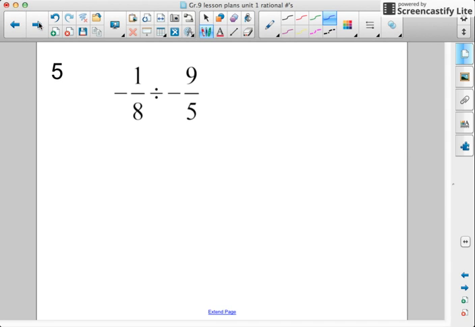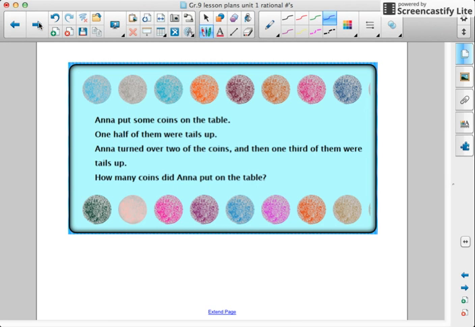One more example here. Negative 1/8. I'm just going to change it to a multiply. The negative stays there, but I got to flip that fraction. Can't cancel anything, so multiply straight across. I would get a positive 5/72. If you want a little bit of a challenge, you can try this question.